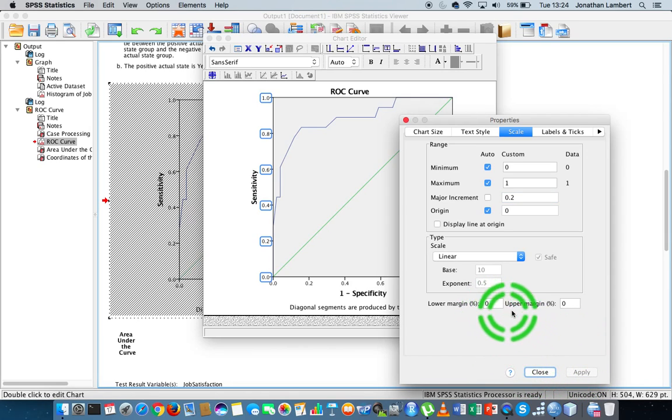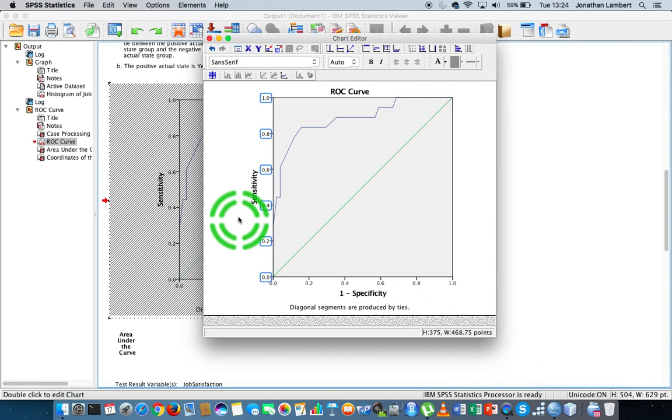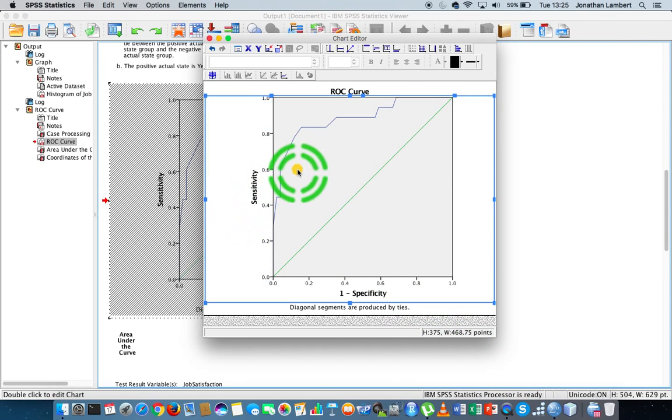Okay. Is that being applied? And let's close that here. Close. Oh, for some reason it didn't apply it. Okay, let's do it again.